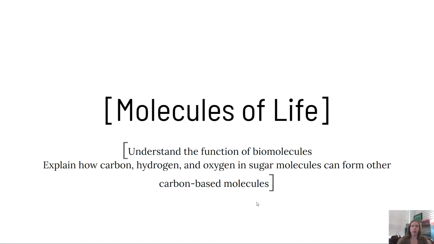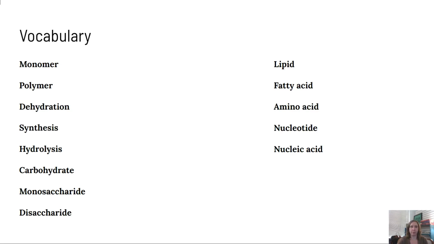Hey, welcome. We're going to talk about molecules of life. Our objective is to understand the function of biomolecules, explain how carbon, hydrogen, and oxygen in sugar molecules can form other carbon-based molecules. Here is our important vocabulary.